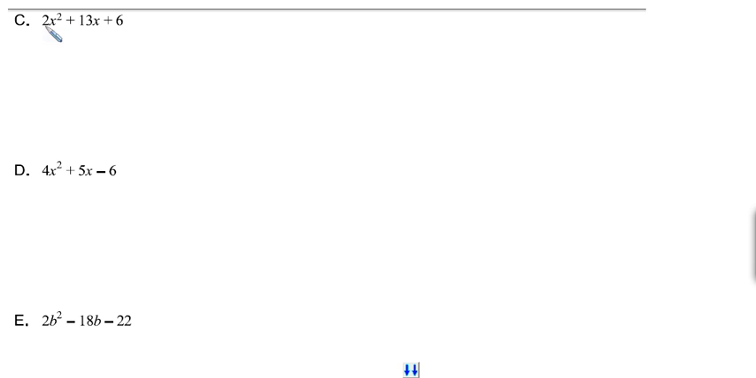Okay, on the first example you see we don't have a coefficient of 1. So the process said first step is to multiply A times C. So A times C is 2 times 6, which is going to give me 12. Okay, so 12 is the number we're looking for. What numbers will multiply to give me 12, but also add to give me 13? I'm going to put a question mark here because, you know, who knows.